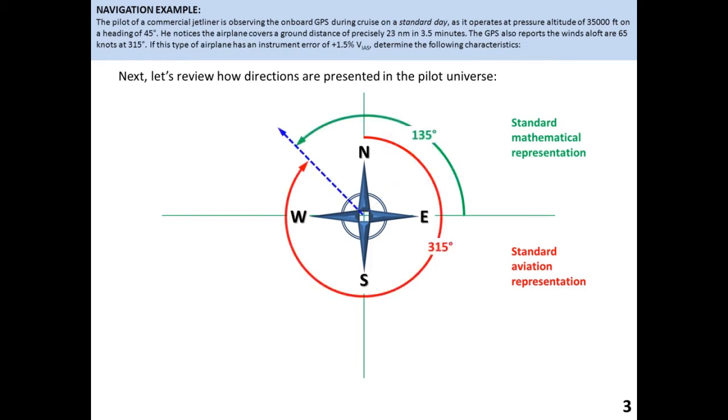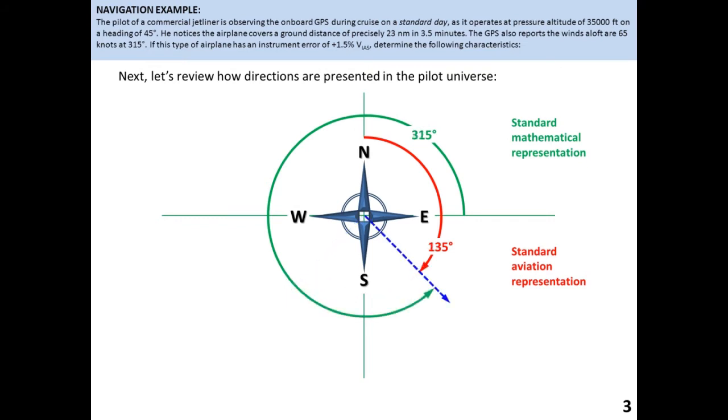Similarly, a vector aligned 135 degrees in the mathematical representation corresponds to 315 degrees in the aviation one. A vector at 225 degrees in the mathematical representation is also 225 degrees in the aviation one, and finally a vector aligned 315 degrees in the mathematical representation corresponds to 135 degrees in the aviation one.